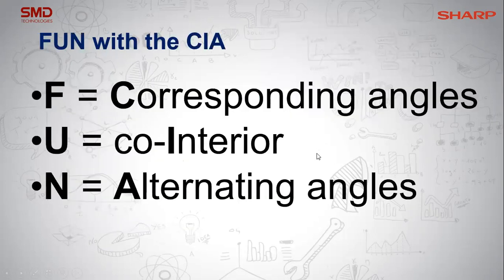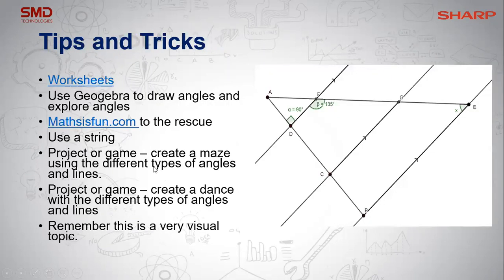What I liked, I always had trouble remembering things, so I used to make up my own rhymes. So we always know FUN, and then I said with the CIA. So you can see FUN is corresponding angles, co-interior angles, and of course alternating angles there as well.